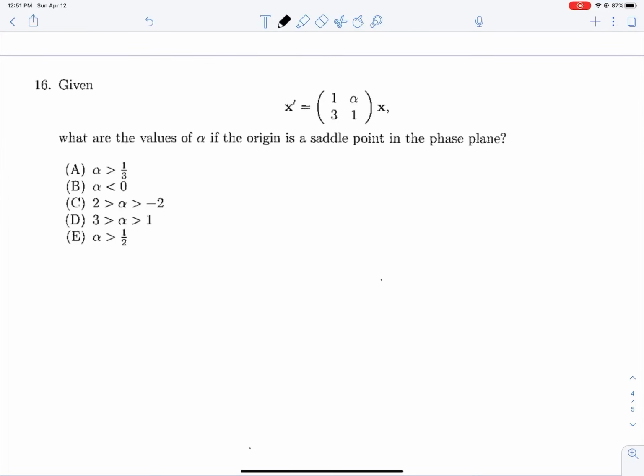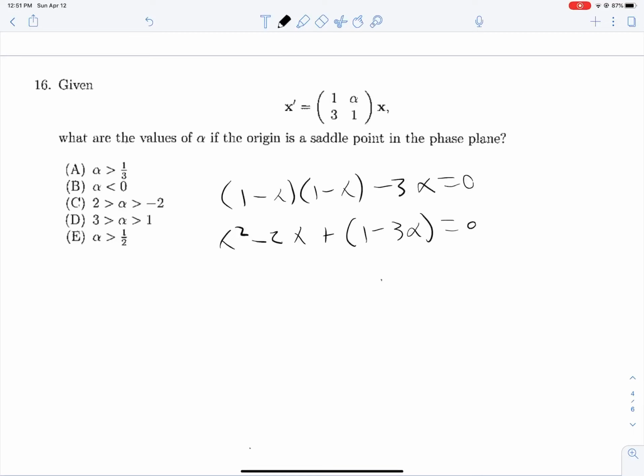And finally, we know what to do here. We're solving (1 - λ)(1 - λ) - 3α = 0. λ² - 2λ + 1 - 3α = 0. Setting up our quadratic formula, negative b, so 2 over 2a, plus or minus the square root of b², 4, minus 4 plus 12α, there's our 4ac, all over 2.